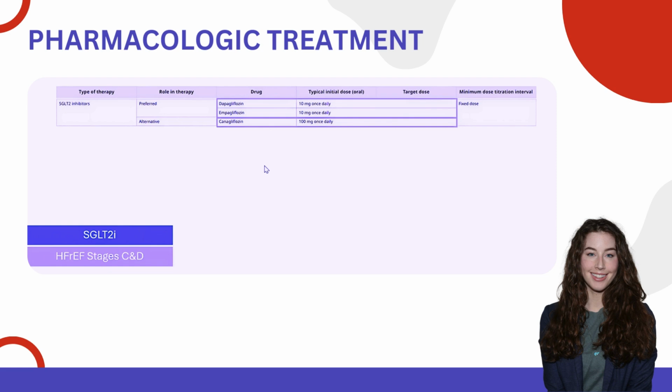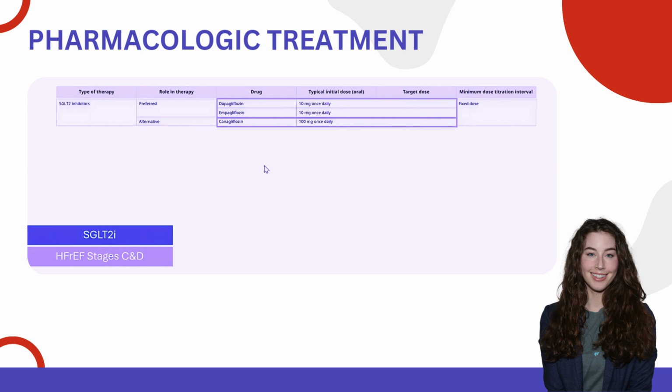SGLT2 inhibitors are drugs that end in the suffix gliflozin. So it's important to know for these, you can use them for both non-diabetics and diabetics. It's just the class effect for heart failure, independent of the sugar levels.